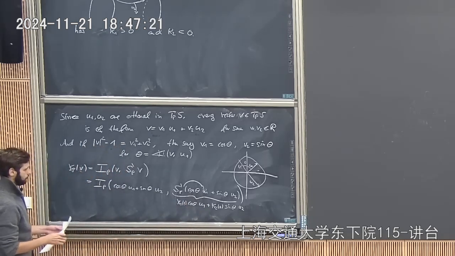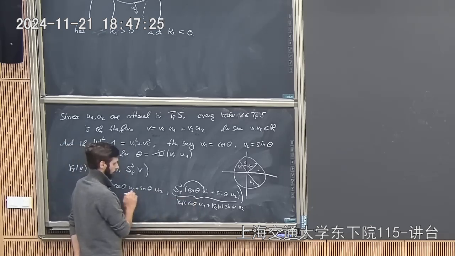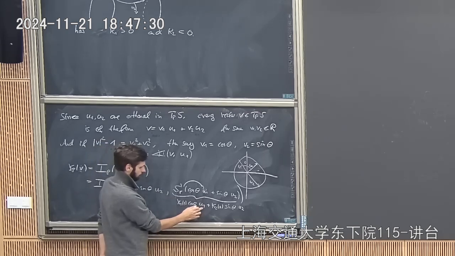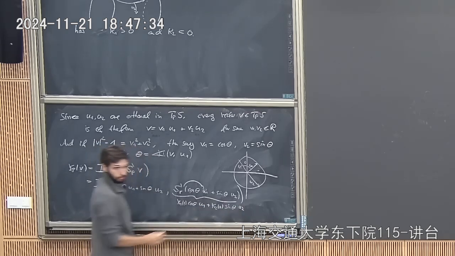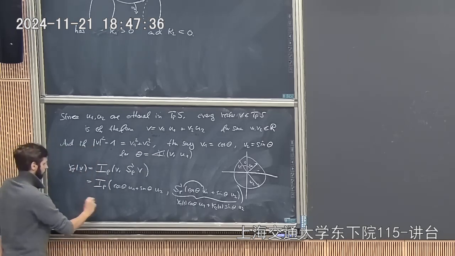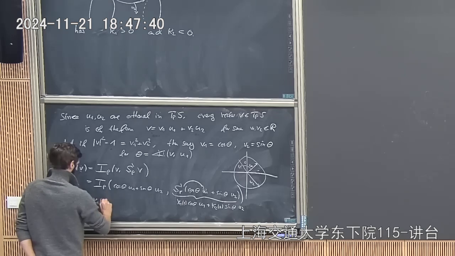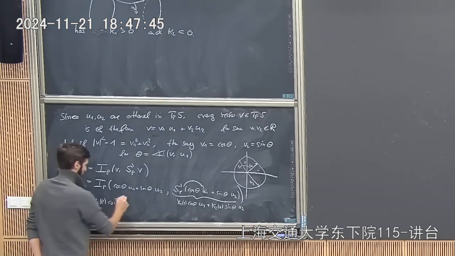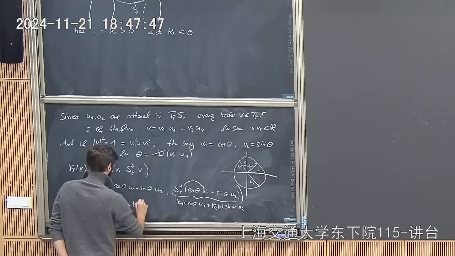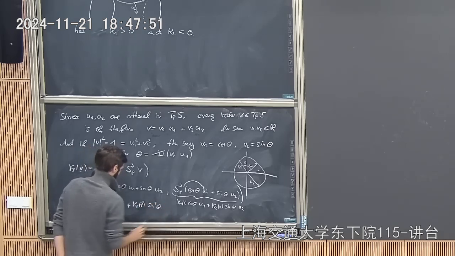Okay, and now we use the fact that U1 is orthogonal and normalized to have norm 1. So if U1 hits U1, then we get norm 1, and if U1 hits U2, we get 0. So the cross term vanishes, and what we end up with is kappa 1 times cosine squared of theta plus kappa 2 times sine squared theta.